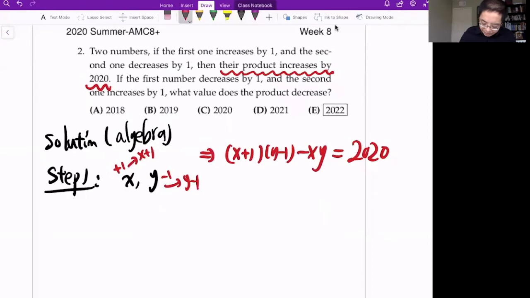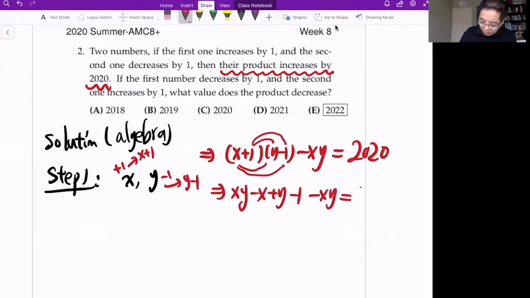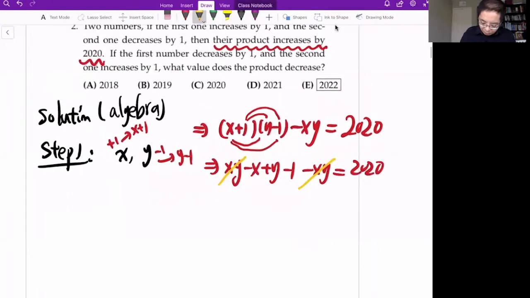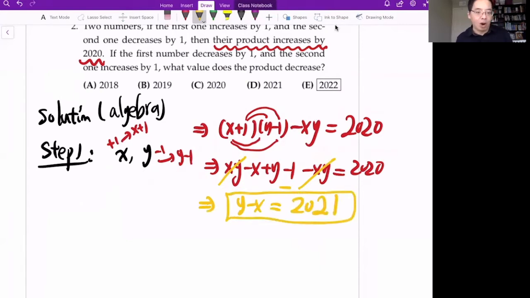All right, so we can simplify a little bit from here. By the distribution rule, we can write out x times y, x times negative 1, 1 times y, 1 times negative 1. So this is x times y minus x plus y minus 1 minus x times y equals 2020. Then xy and xy cancel with each other. So immediately we deduce y minus x, moving the negative 1 to the right-hand side, equals 2021. So this tells us y is larger, and it's 2021 more than x.